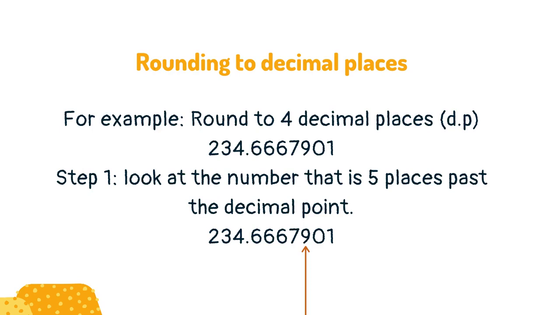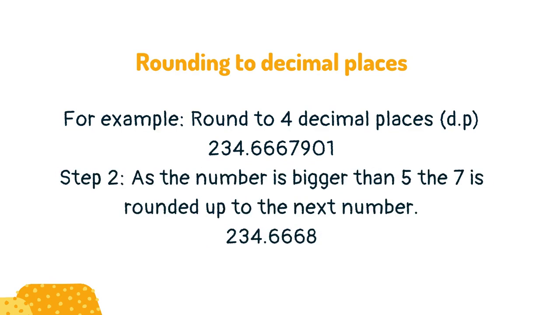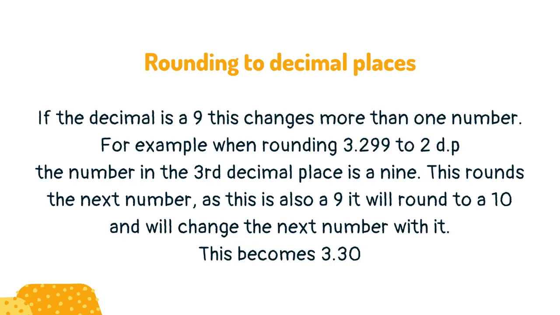234.6667901. Step 1 is to look at the number that is 5 places past the decimal point. The fifth number is 9. Step 2, as the number is bigger than 5, the 7 is rounded up to the next number. This rounds the number to 234.6668.